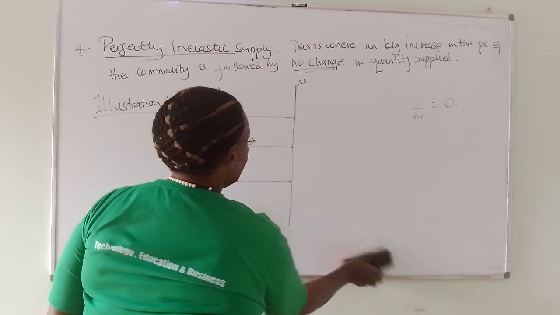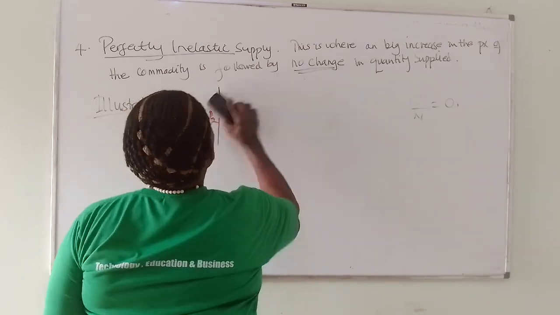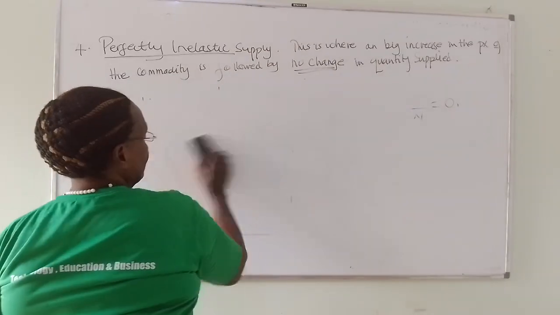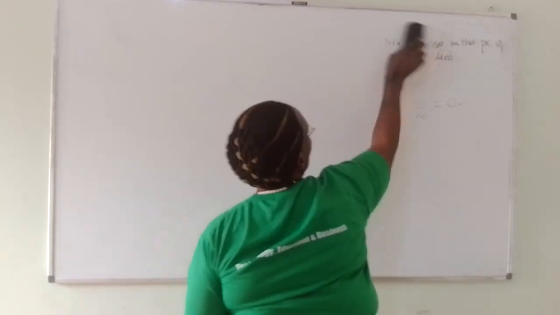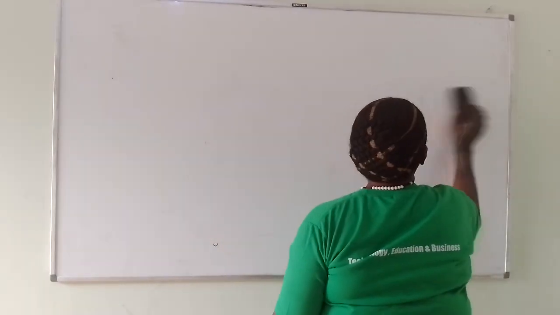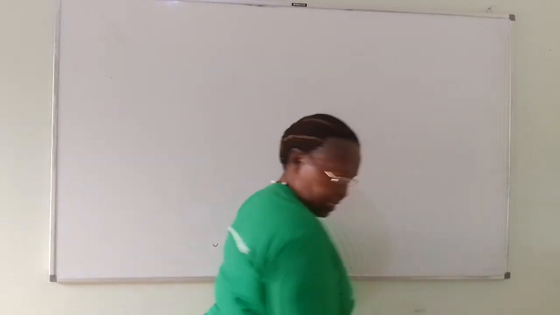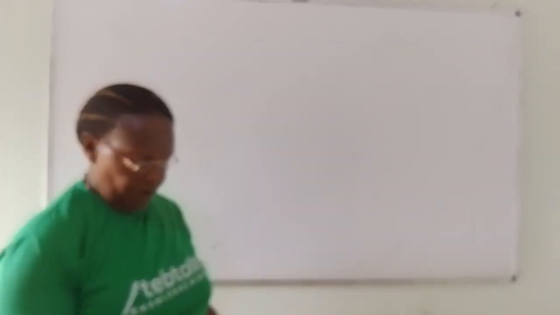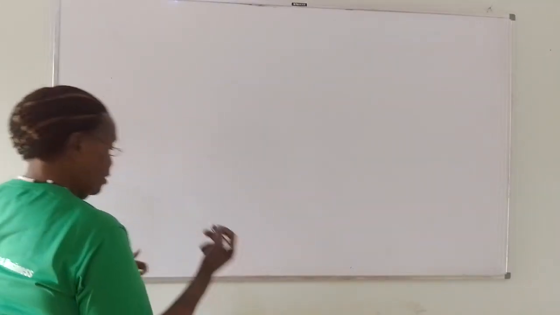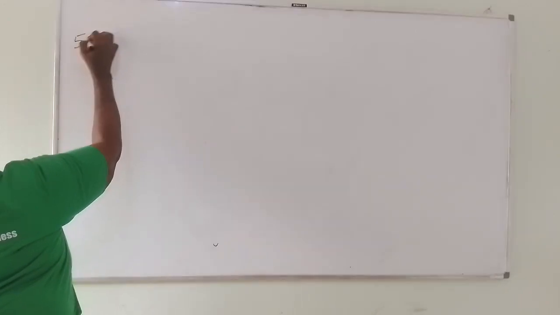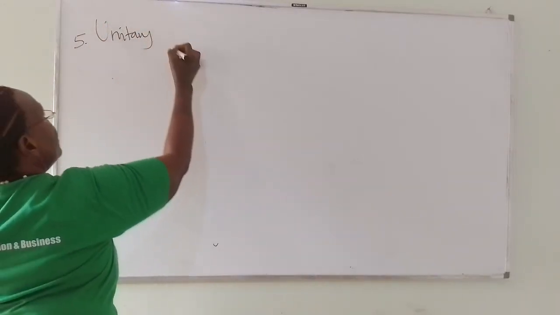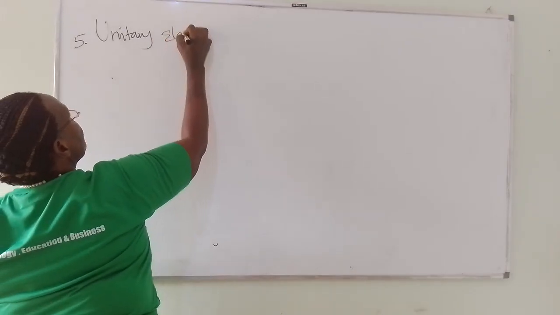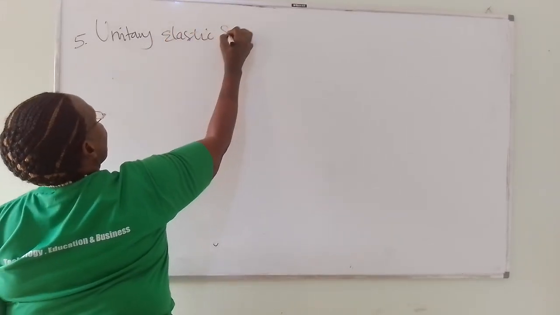Let's look at the last category of supply, like we may have seen in demand, which is unitary elasticity. So there are basically 5 categories of supply: elastic, perfectly elastic, inelastic, perfectly inelastic, and unitary elastic supply.